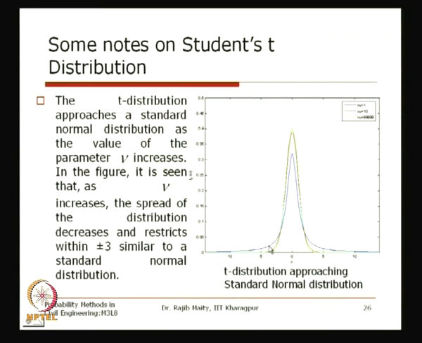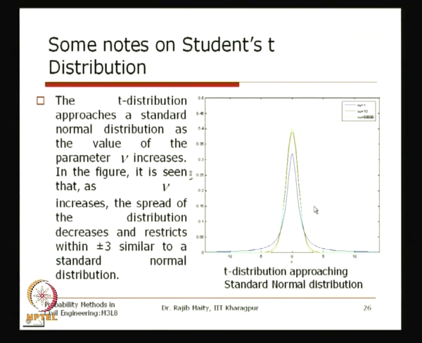The first, the blue one, is for the lowest nu. In this case nu equals 1 for the blue line, and if we increase nu, for the red one you can see that nu equals 10, and for the green a very high value of nu is taken and shown. It is not that it will keep increasing, but asymptotically with respect to the degrees of freedom, it approaches a standard normal distribution.